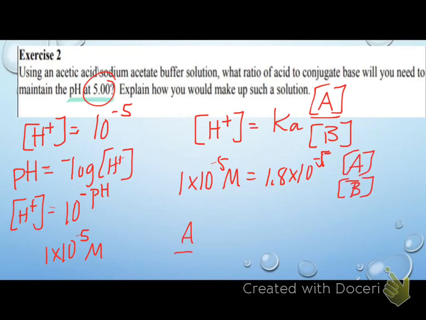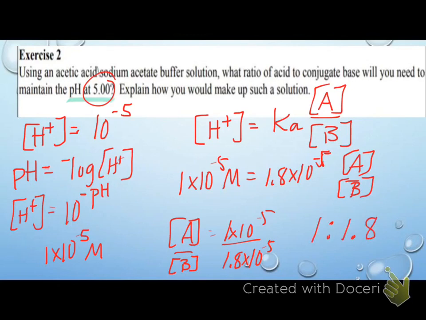So our ratio is 1 times 10 to the negative 5 over 1.8 times 10 to the negative 5. So that would be our ratio. So almost 1 to 2. You'd put 1 to 2 parts. Almost, not quite. Does that make sense? Isn't chem fun?